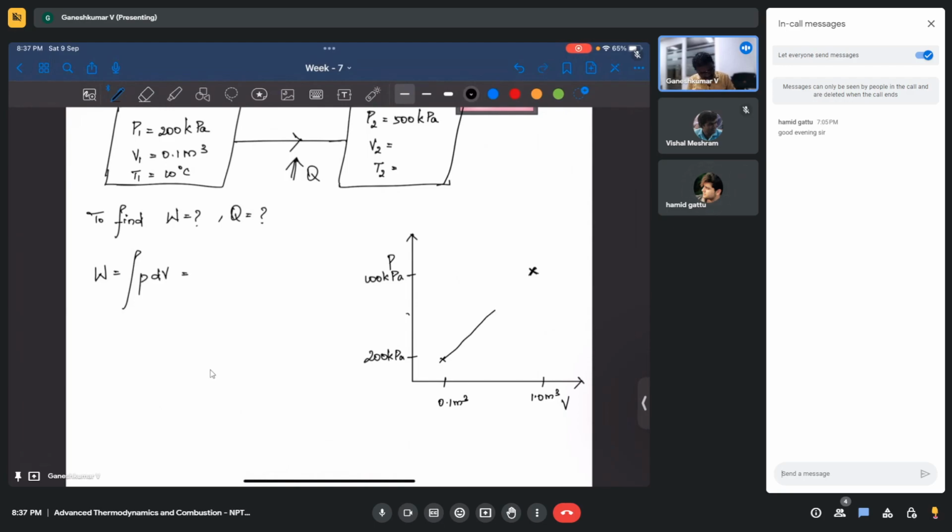Basically, we are heating till only 500 kilopascal. So this is our point two. This V is what we need to find out. This is going to be our V2. In this, simply the area under this curve is going to be the work done.